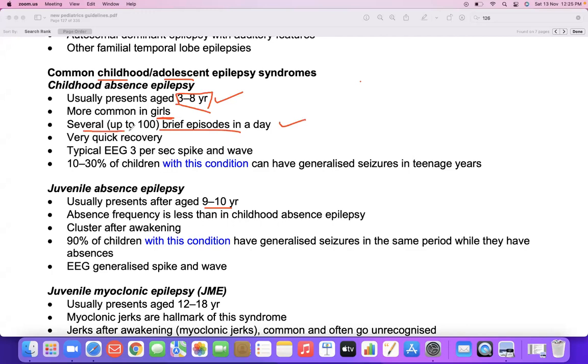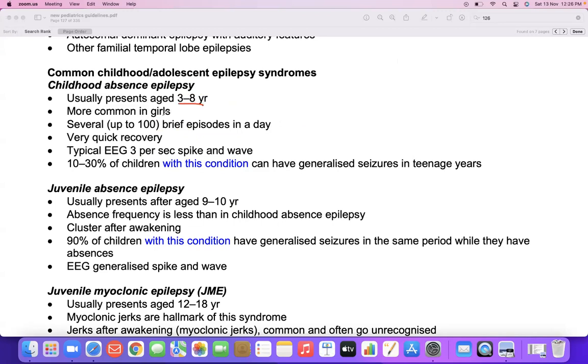So you can remember several, up to 100 brief episodes in a day, with very quick recovery. It happens so quickly, and recovery will also be very quick. Typical EEG is 3 per second spike and wave. 10 to 30% of children with this condition have generalized seizures in teenage years. So we call it primary absence with secondary generalization also. Okay.